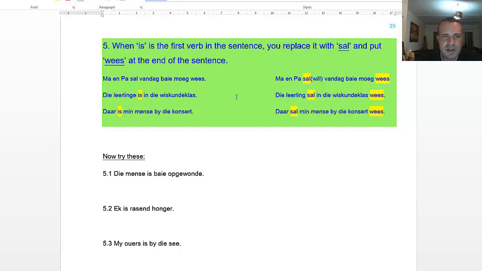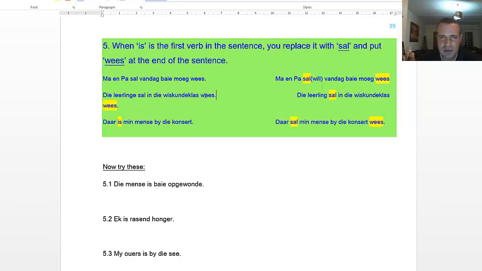Die leerlinge is in die wiskunde klas. The pupils are in the math classroom. They will be. Okay, so the are is gone, the is is gone. Sal in die wiskunde klas, and we put a be at the end, or a wees. Okay, hulle sal in die wiskunde klas wees. Happy.